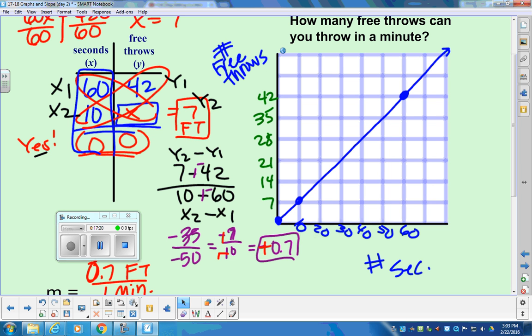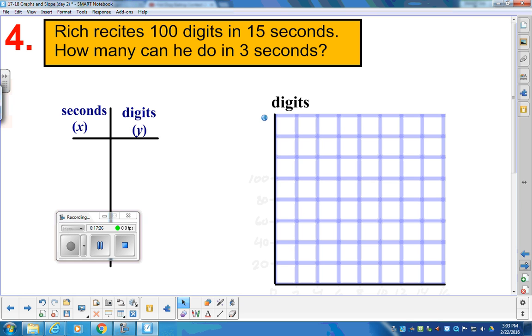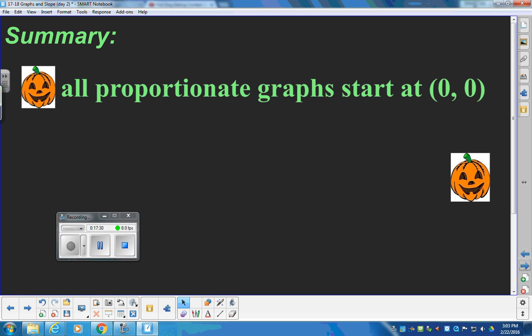Okay, guys, so that kind of wraps up our lesson for today. Everything we did today is about whether something's proportionate and how to graph it. So everything we're doing in our learning target today is about graphs. We're going to skip that problem here. So remember, all proportionate graphs start at 0, 0. If they are proportionate, you can take cross products.